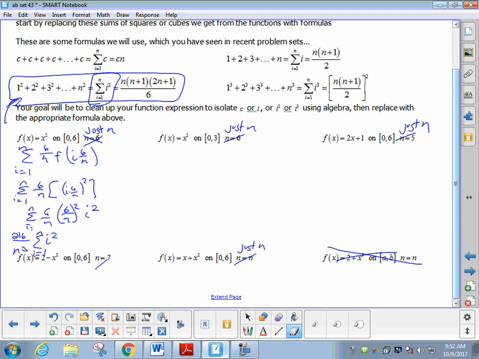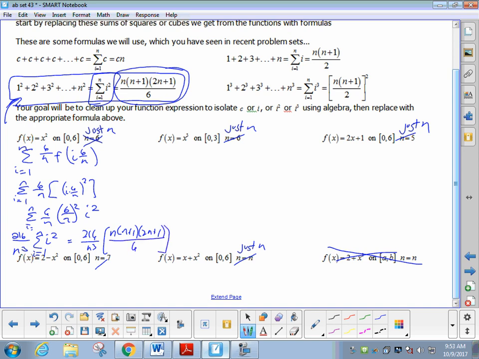Well, at that point I could say, look, there's a formula for that. The formula for the sum of i squared: if I add 1 squared plus 2 squared, and so on, through n squared, then the sum can always be found by virtue of that formula: n times (n plus 1) times (2n plus 1), over 6.